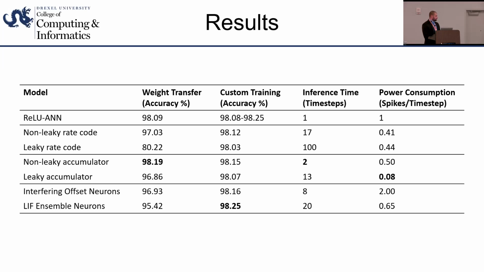And then for a relative measure of power consumption, I looked at the number of spikes per time step for these models when run for the number of time steps in the inference time column. So the non-leaky models tend to show greater power consumption than the leaky models, with the exception of the rate-coded models. And we see high power consumption for our ensemble models because they consist of multiple neurons per node.